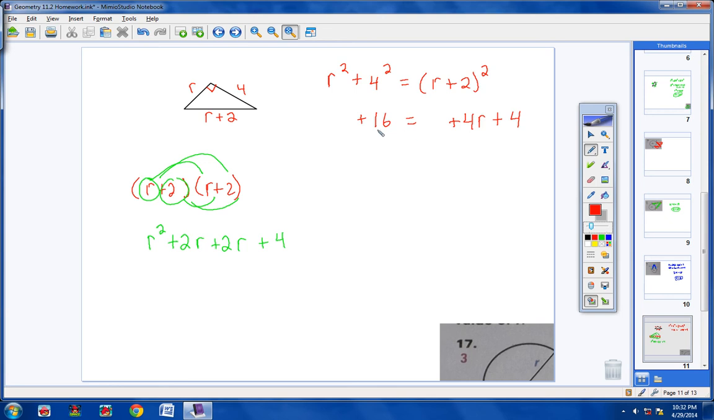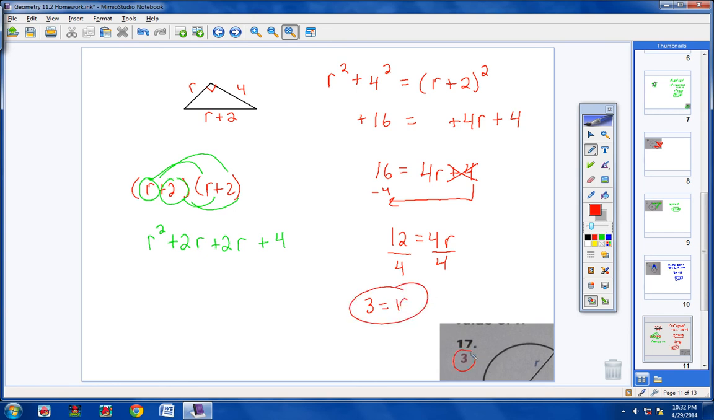You're left with 16 equals 4R plus 4. Well, we're solving for R, so we're going to bring this 4 over, and we're going to make it a negative 4, so it's gone. And now we're left with 12 equals 4R. And then we divide one side by 4, we divide the other side by 4, and we're left with 3 equals R. And there we go. We got it right. 3 equals R.